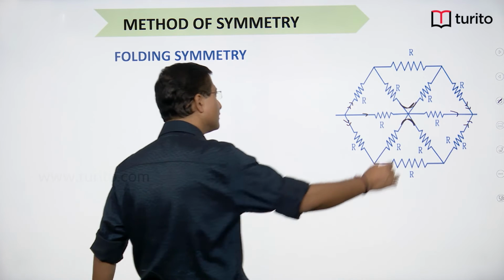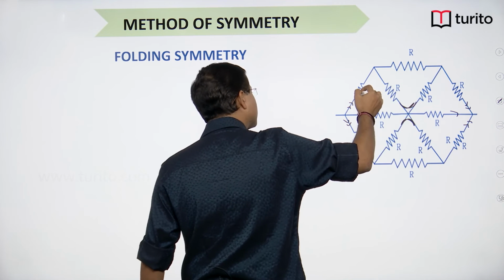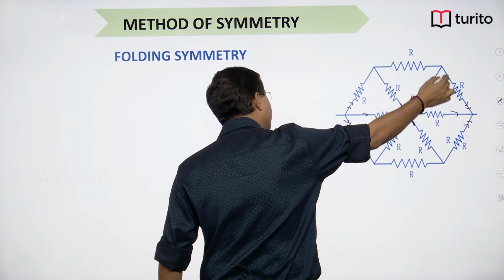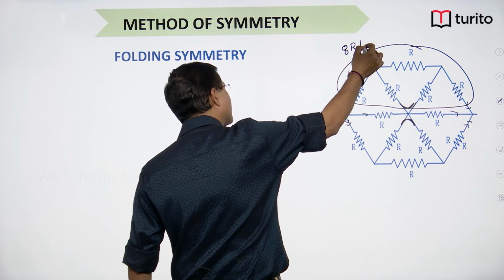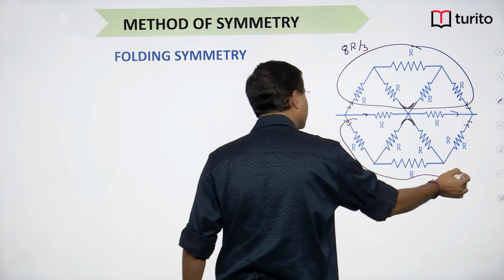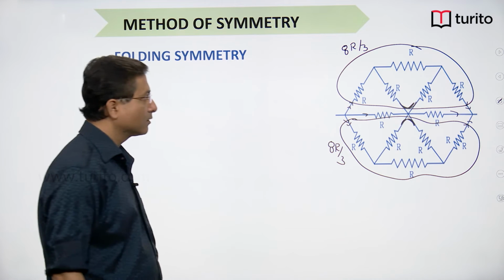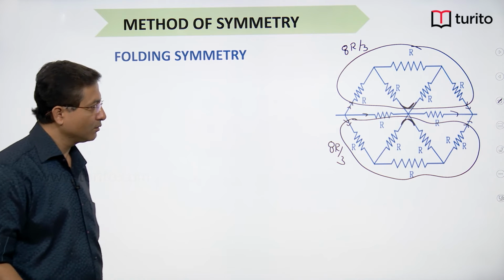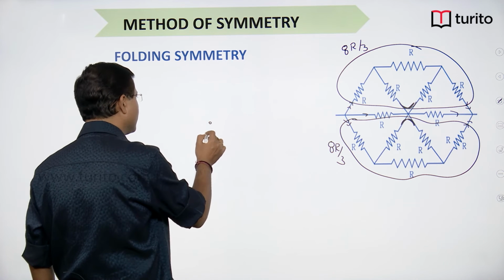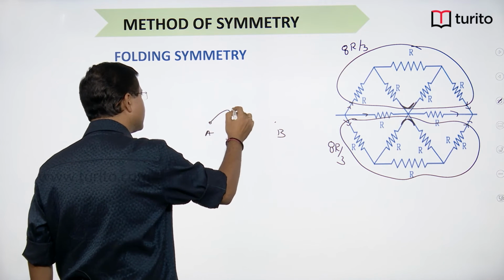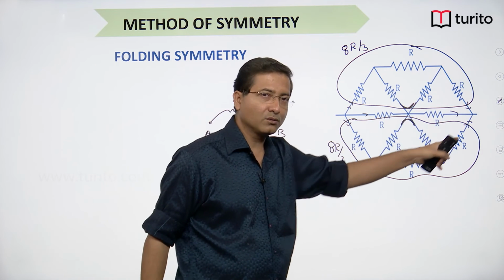Now this upper part 2R and R, 2R by 3. So this will be 2R by 3, 2R by 3 plus R, 5R by 3 plus R, 8R by 3. So this whole upper branch will be 8R by 3, right. Similarly this whole branch will also be 8R by 3. Upper 8R by 3, lower 8R by 3, that means in parallel combination that will become 4R by 3. So I can draw A to B this as 4R by 3, and then this is 2R, okay.